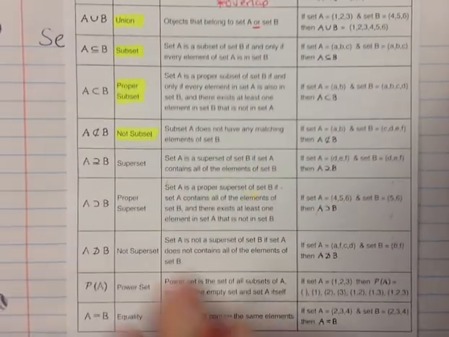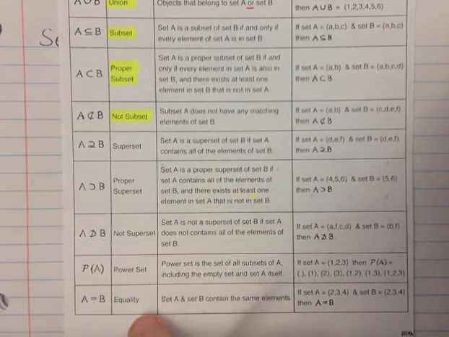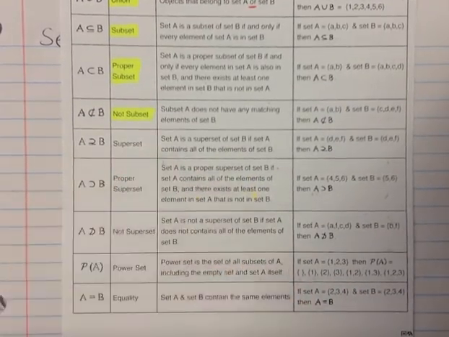The other words on here would be superset, proper superset, not a superset, power set, and equality. We're not going to be focusing on these words.